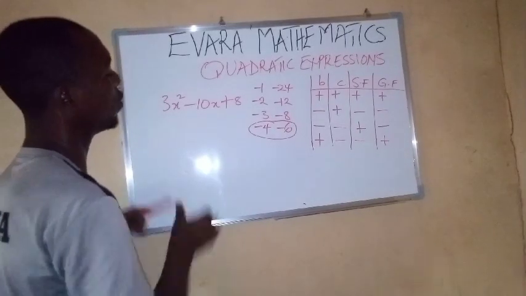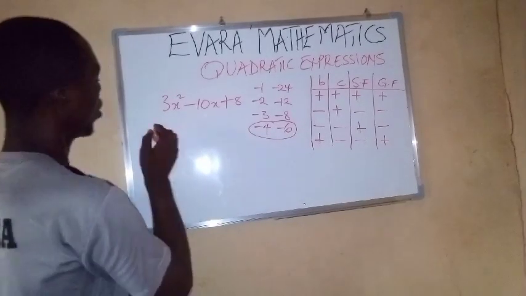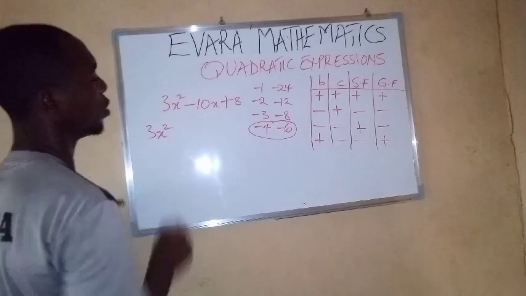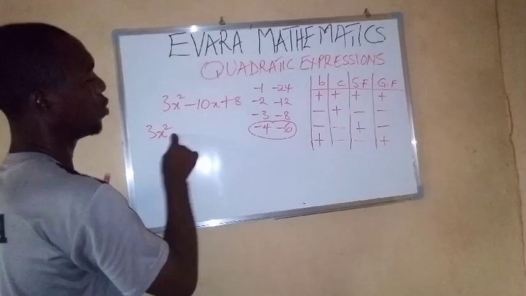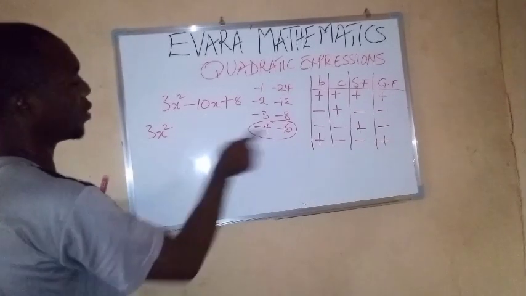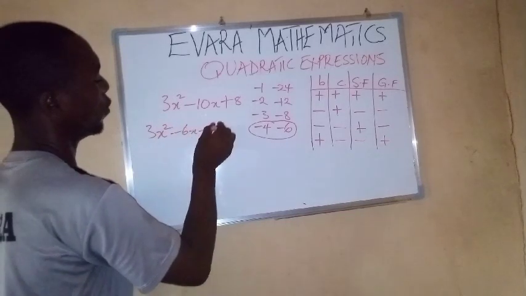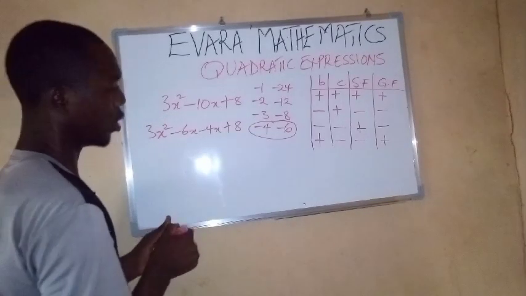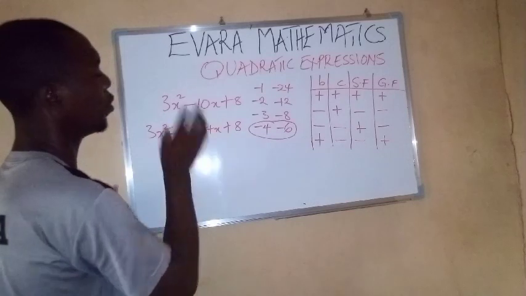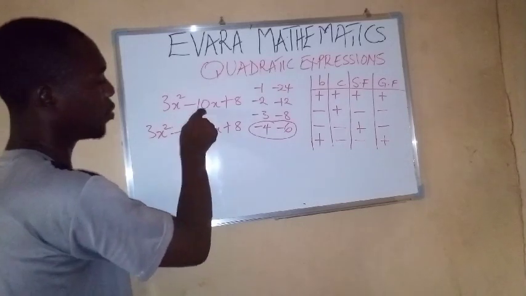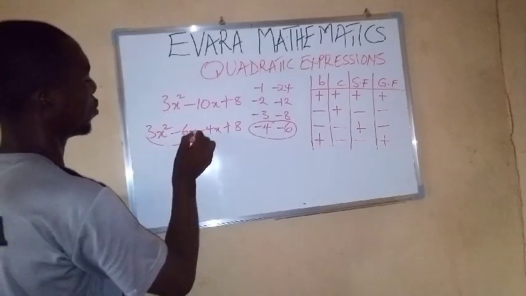So now we are going to replace this minus 10 with these two factors that we have picked. So we have 3x squared. I would rather write minus 6 first before minus 4 because 3 and 6 have something in common. Minus 6x minus 4x plus 8. That means it doesn't matter if 4 or 6 comes first. What matters most is we are replacing this minus 10 with minus 4 and minus 6. So now we have 4 terms.